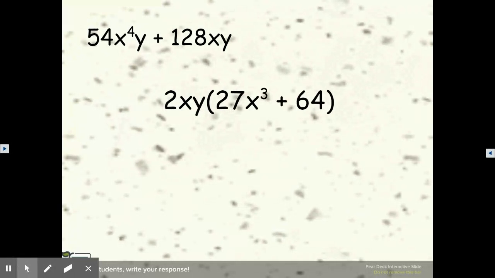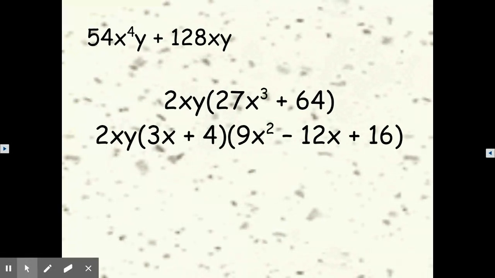Okay, first thing is you should have gotten a 2xy out of there. If you didn't get a 2xy, do this and then factor the 27x cubed plus 64. Pause the video and factor the binomial. I hope you recognize that it was a sum of cubes. We have 3x cubed and 4 cubed. Those are my a and b values, or however you're doing it.